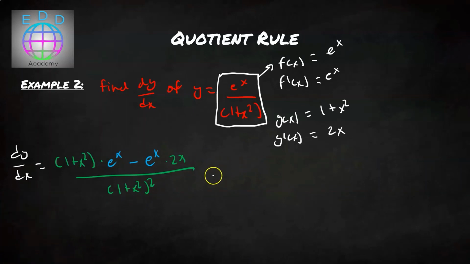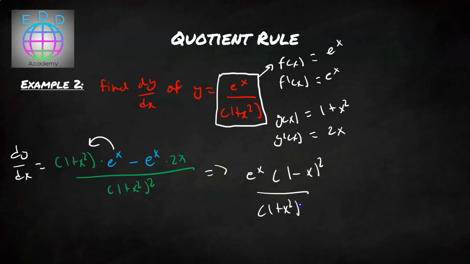If we simplify this statement, distributing this, we have e to the x times 1 minus x squared, all over 1 plus x squared quantity squared. That is our derivative.